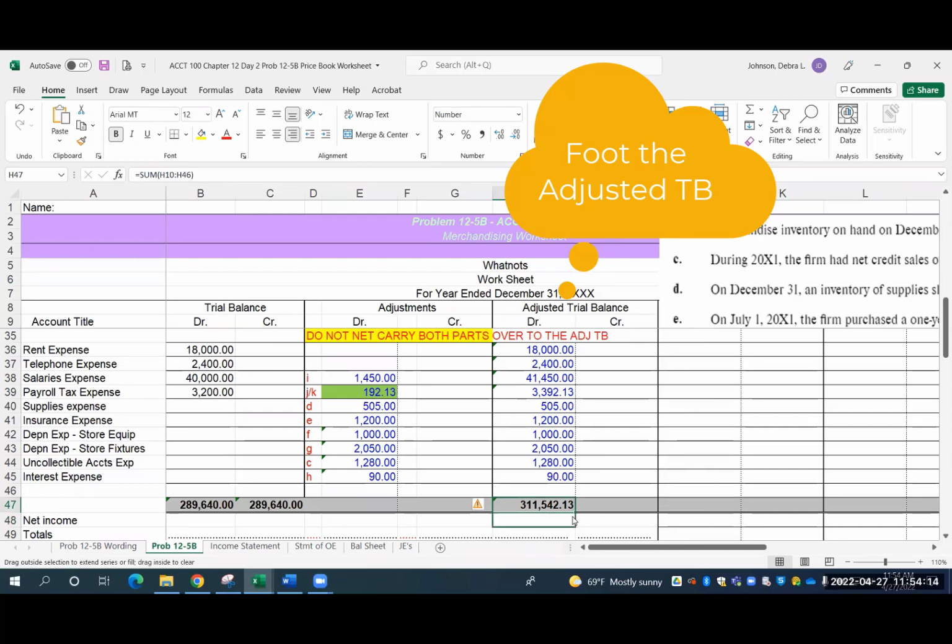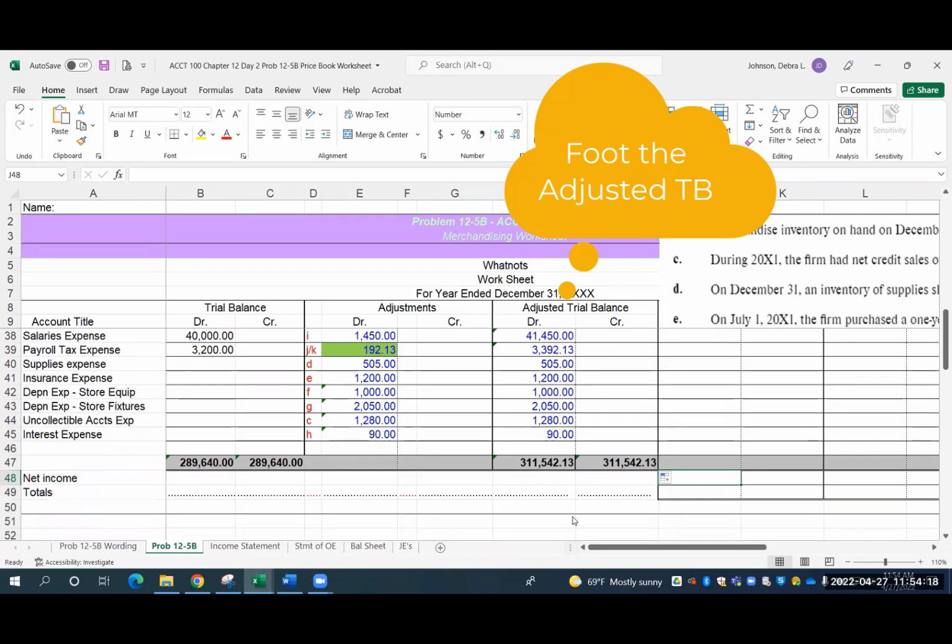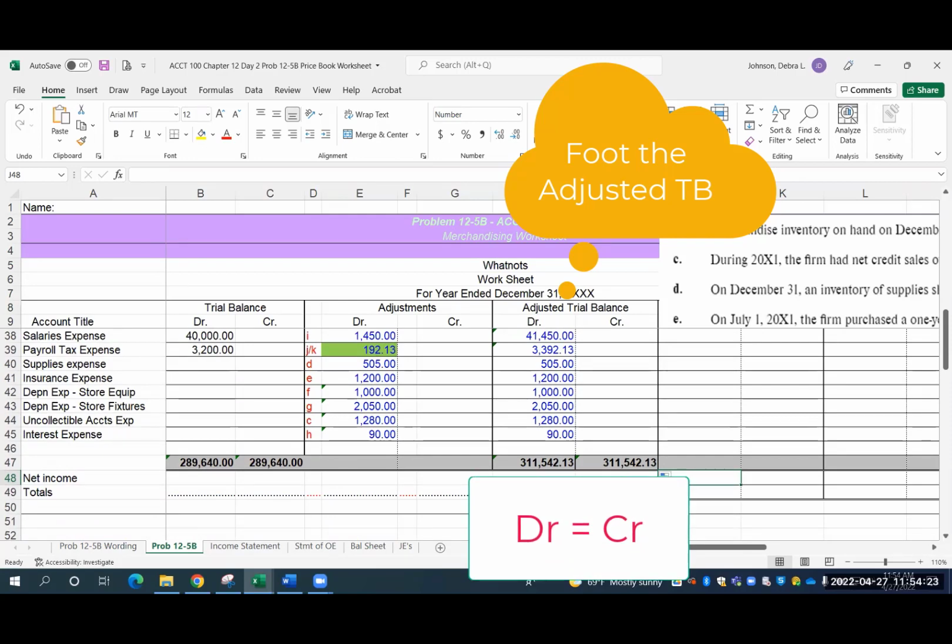That has to match the other side. And it does. So I know I didn't make any silly transpositions that I'm famous for. Questions?